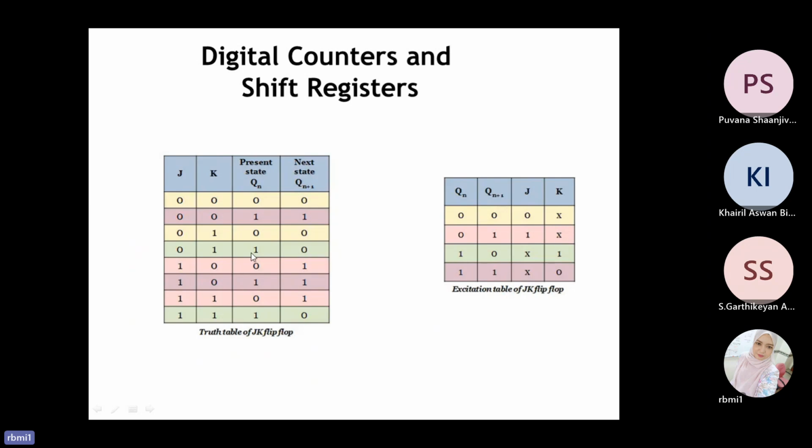Okay, for the green one, the output is 1, 0. For the input, J is either 0 or 1. K must be 1.